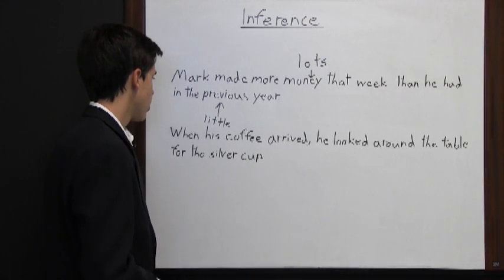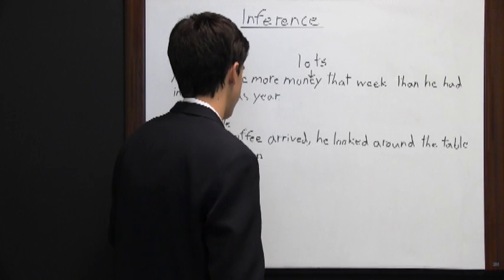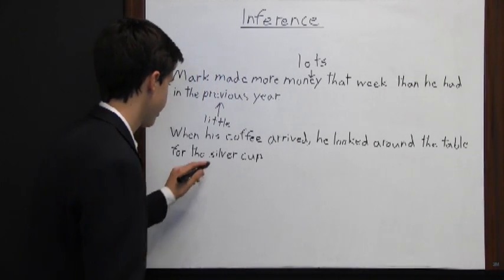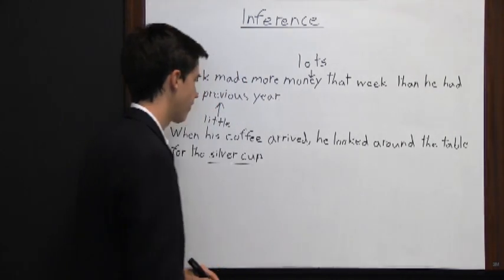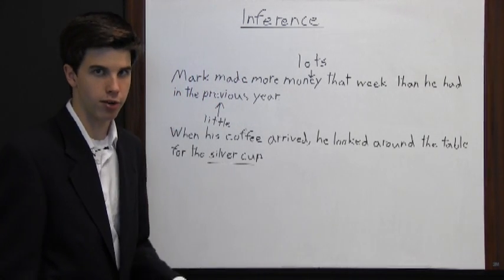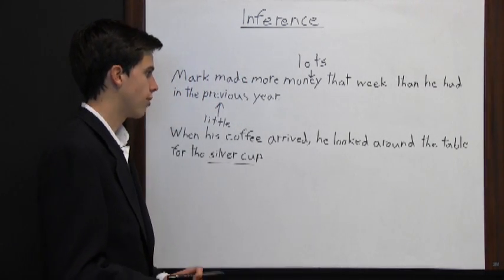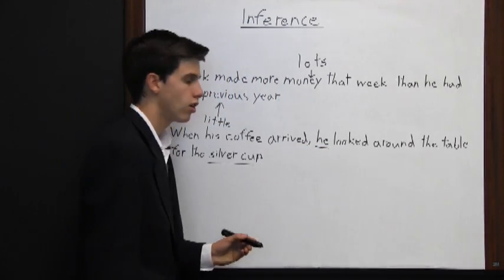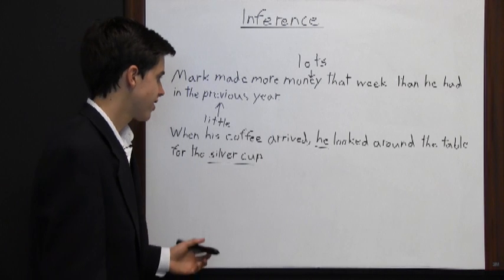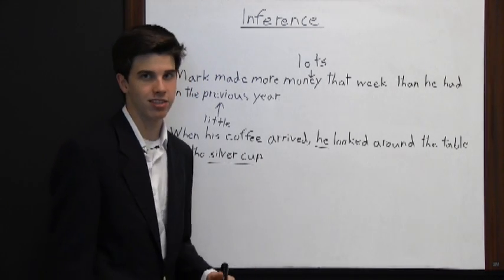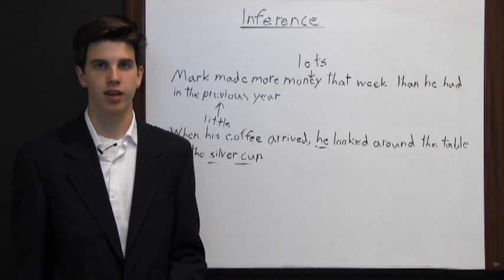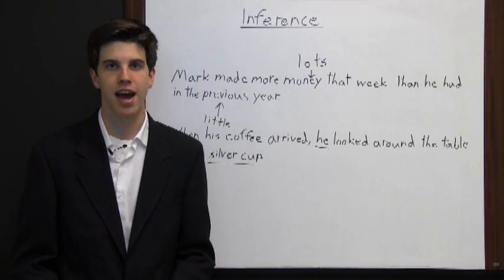The second is, when his coffee arrived, he looked around the table for the silver cup. So here the reader has to infer that the silver cup contains creamer for the coffee. So that's one thing the reader can infer. And from that, the reader can draw that the subject of the sentence, he, always drinks his coffee with creamer. So this sentence may not be important to the passage as a whole, but sometimes it's important that the reader infer something so that they can understand the entire passage.